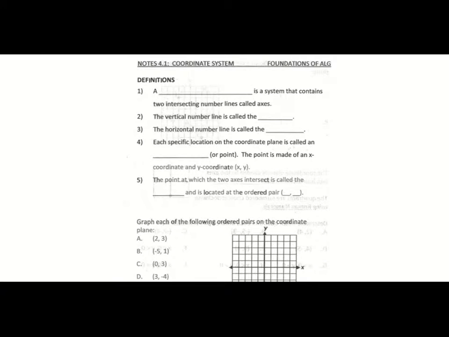In section 4.1, we are going to review the coordinate system. And this is all stuff that should be familiar to you, so we're going to just start off with a few definitions. The first one is a coordinate system is a system that contains two intersecting number lines called axes. So a coordinate system is going to be all your graphs with the x, y axes, like this.